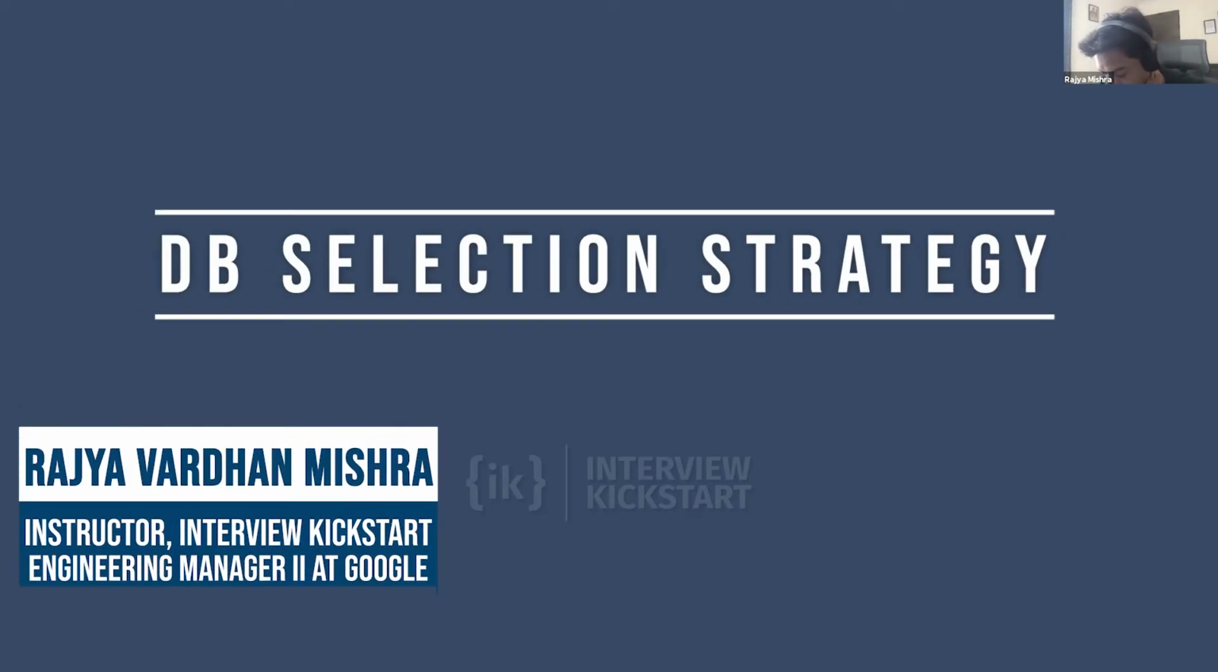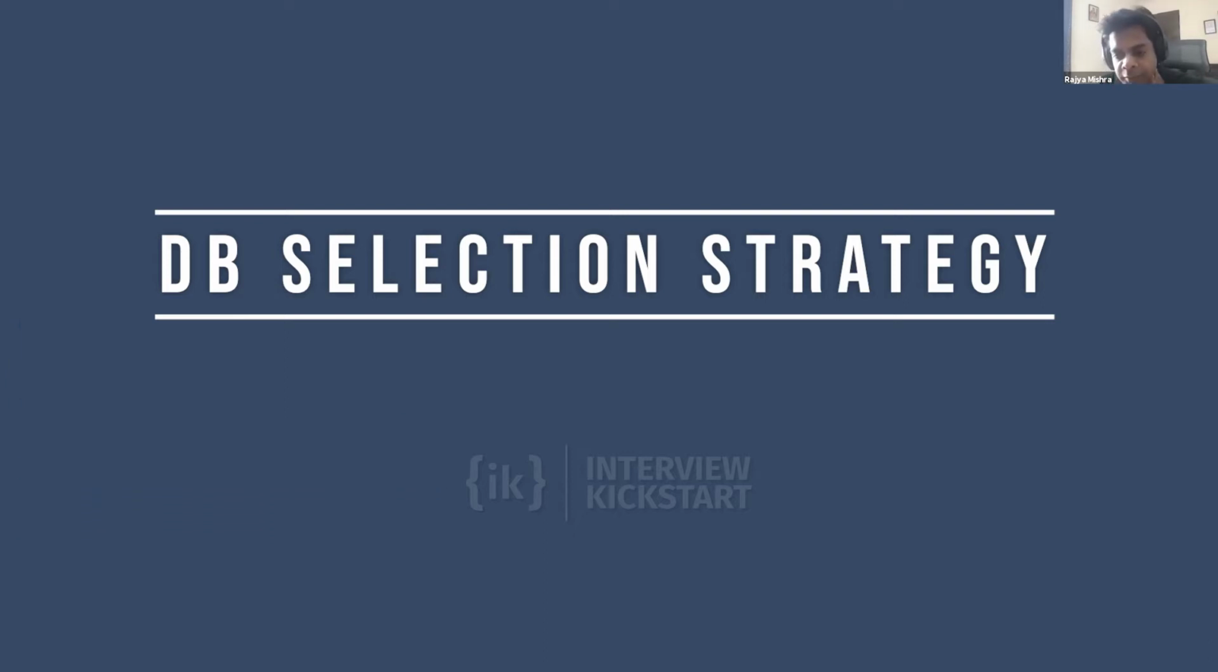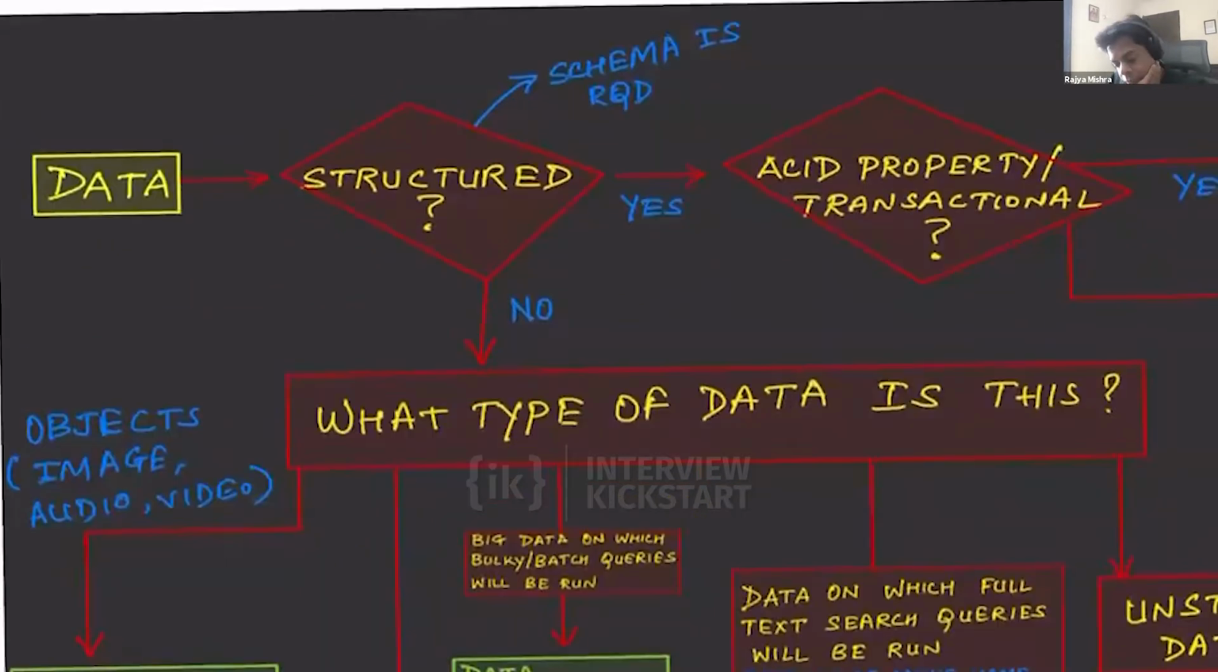Let's go to this diagram. I think this diagram will be more helpful first. So this is a database selection strategy. How do you select a database? So first you look at the data. What kind of data do you have?